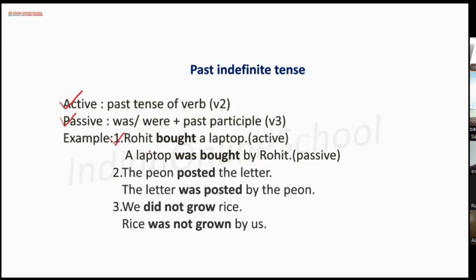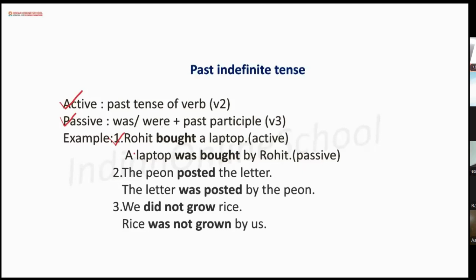Mohini, you there? Mohini, can you please read the first example for me? No? Okay. Satvik, are you there? Yes, you were there. Yes, ma'am. Okay. Please read the first example for me.